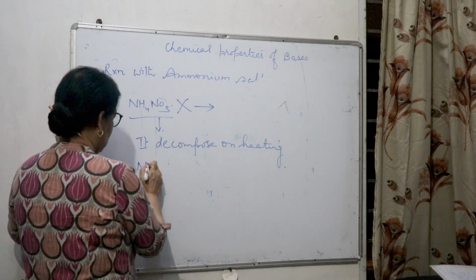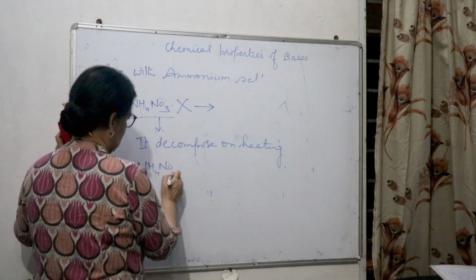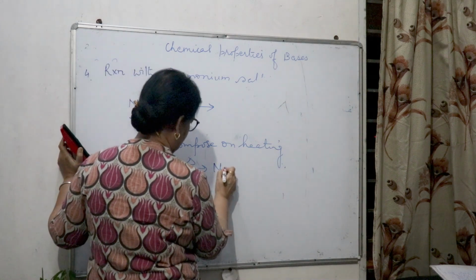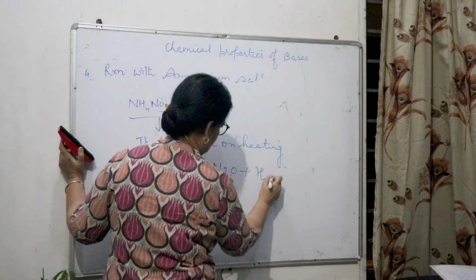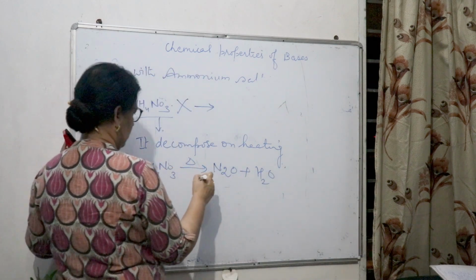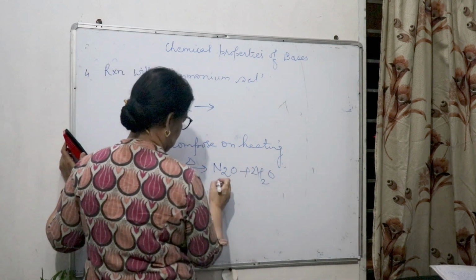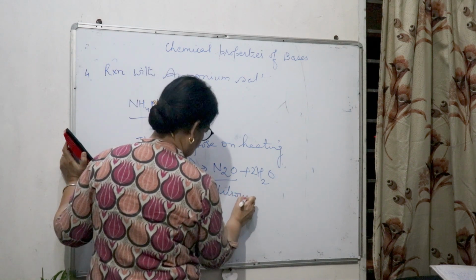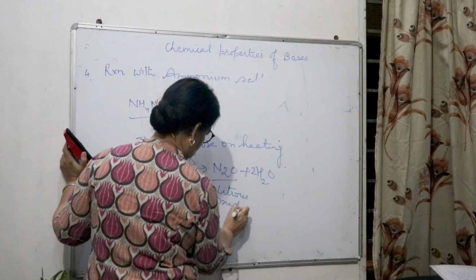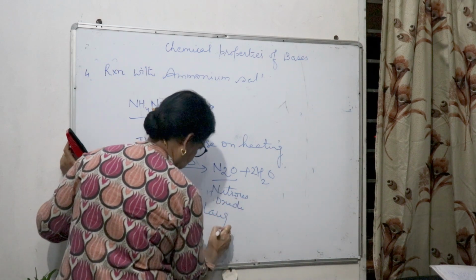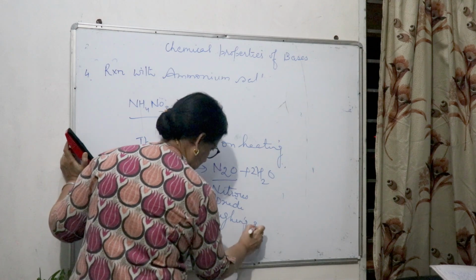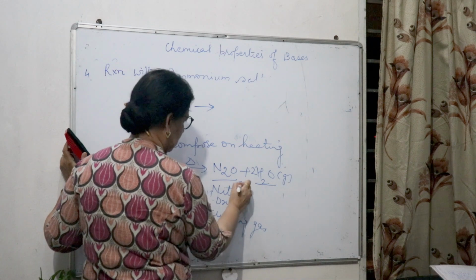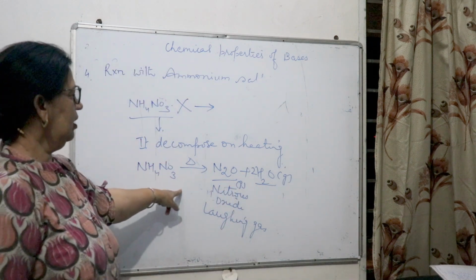How does it decompose? Ammonium nitrate, when heated, gives N2O plus water vapors. And this N2O is called nitrous oxide or laughing gas. And this is water vapors. This is also a gas. So this reaction is important.